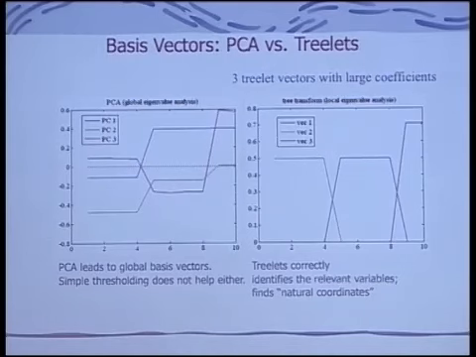So we compute the treelet basis, we look at the energy distribution, and in this case, we will have 3 vectors with large coefficients in a simple example. And the figure to the right shows you the loading vectors. In this case, they indicate the functions of the hidden groups. So you can say that the method identifies the relevant variables. PCA, on the other hand, will compute these global loading vectors, and it's hard to infer the underlying structure from these vectors.